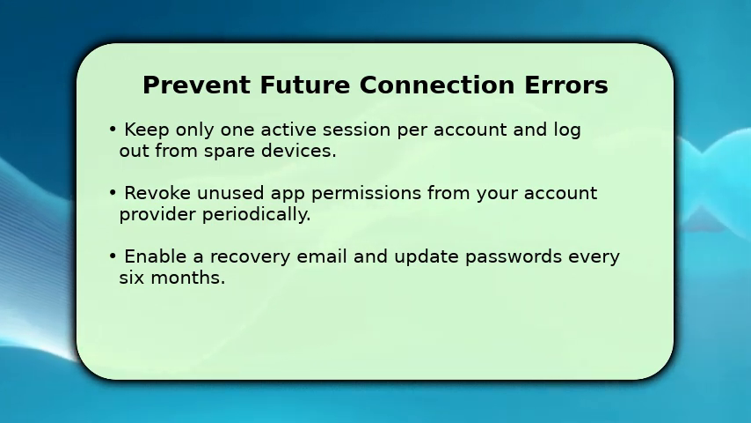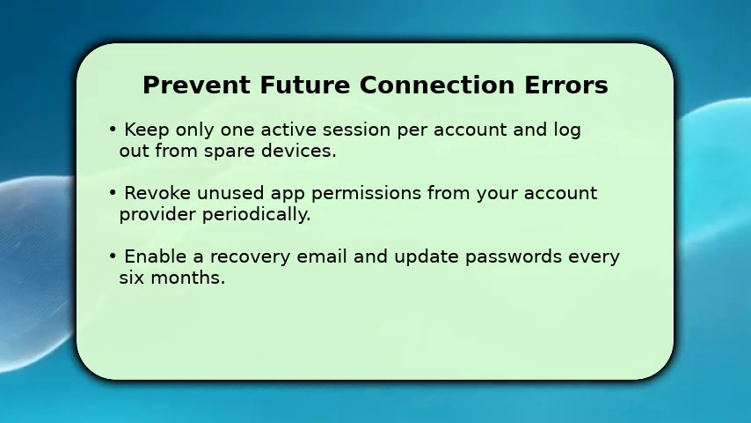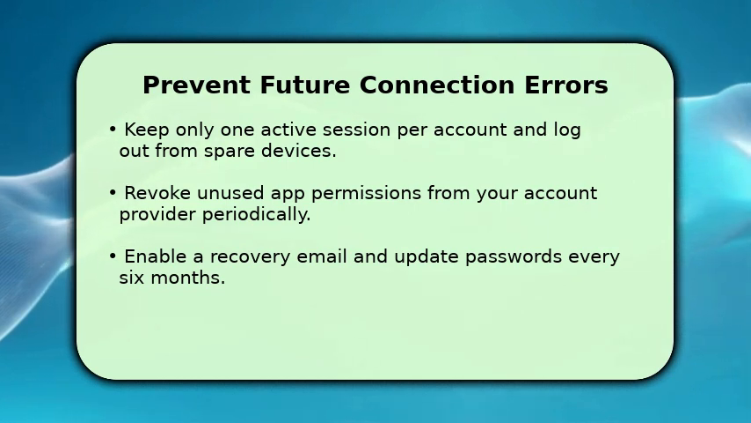Enable a recovery email and update passwords every 6 months to maintain secure access and reduce unexpected disconnects. Document which social logins and email aliases map to each profile to avoid confusion. Finally, allow a short 30 to 60-second pause.